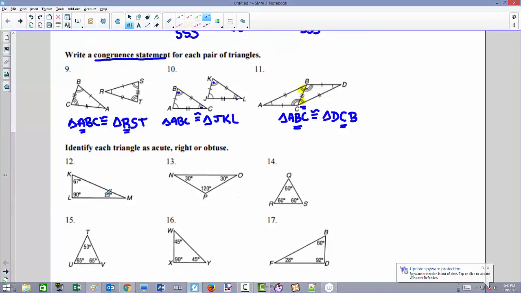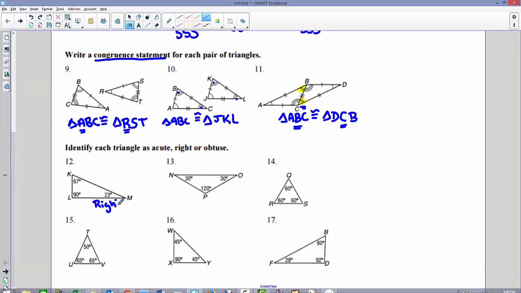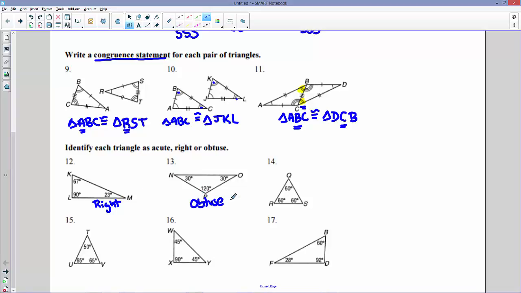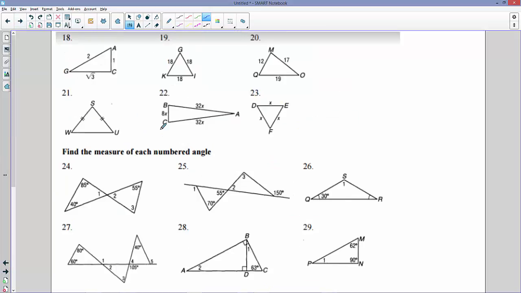Identify these. This is, of course, a right triangle because it has a 90-degree angle in it. This is obtuse because it has an angle greater than 90. This is acute. It's an equilateral triangle, of course. This is obtuse, greater than 90. This is right. That's a right isosceles triangle. You should remember that from the previous quiz. And this is acute. Okay, let's go to the next page.